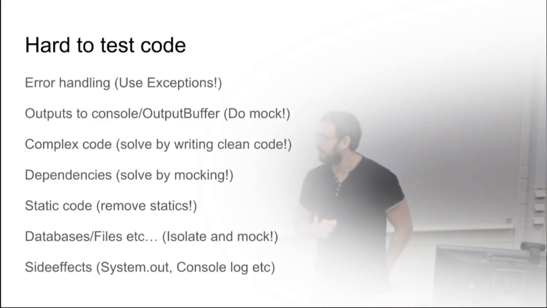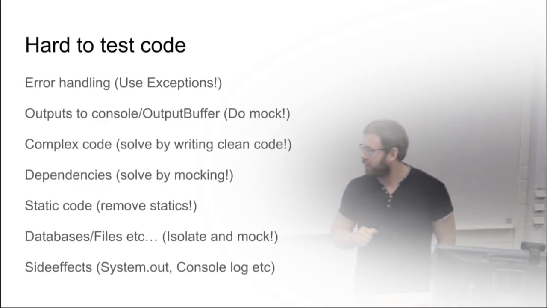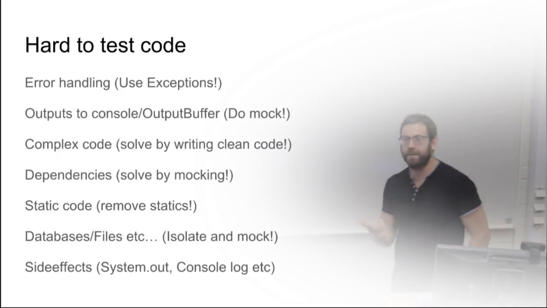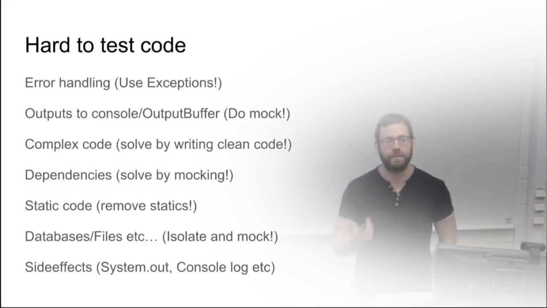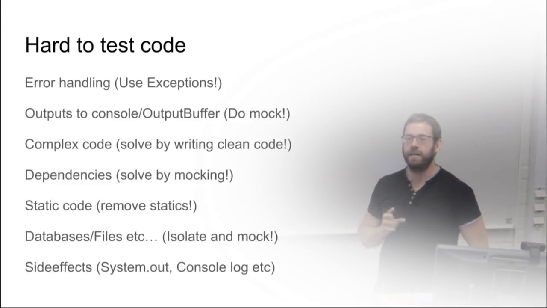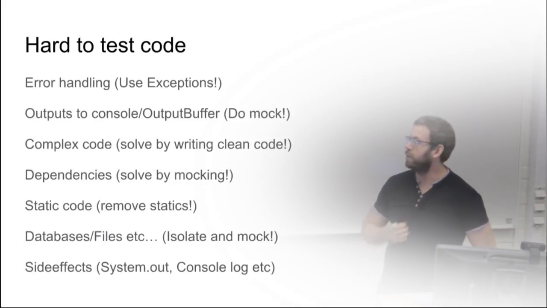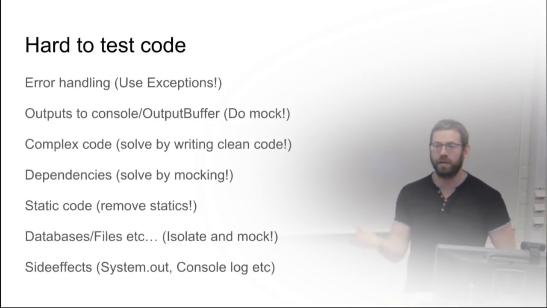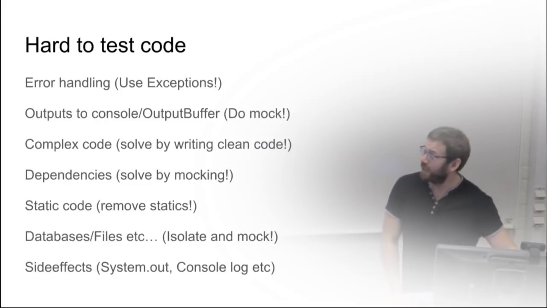Code with side effects, and I've already talked about system out and console log and stuff like that, is harder to test than code without side effects. A side effect is something that happens when we call a method that is not really specified in the method name. You cannot really understand it from the method name. It could be that you write something to system out saying that this method was called. It could be some debug code that you've added or something. So that code is harder to test because it's not really stated in the name, and you need to read the code. You need to do white box testing.